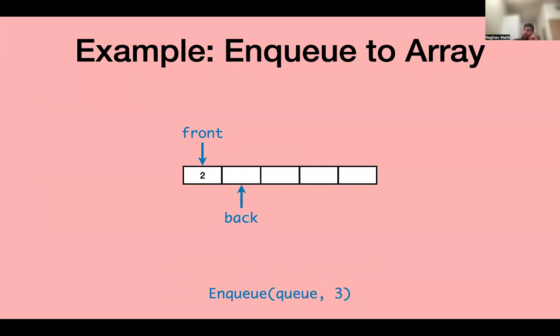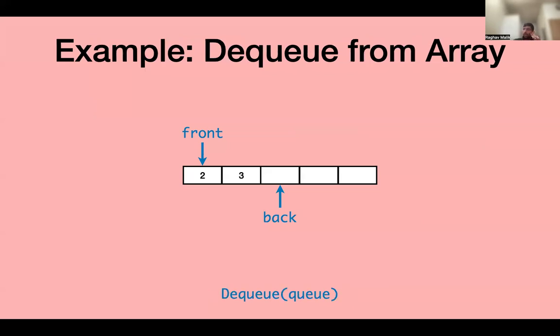If I now enqueue 3, same thing. I write to where back is, which is now at 1. So I write there, and then I increment back. So back is now 2, front is still 0. Now if I dequeue, again, unlike with a stack, I don't want to dequeue the 3, I want to dequeue the 2, which conveniently is exactly where front points. So I just return whatever is at q.front, and then I increment front.